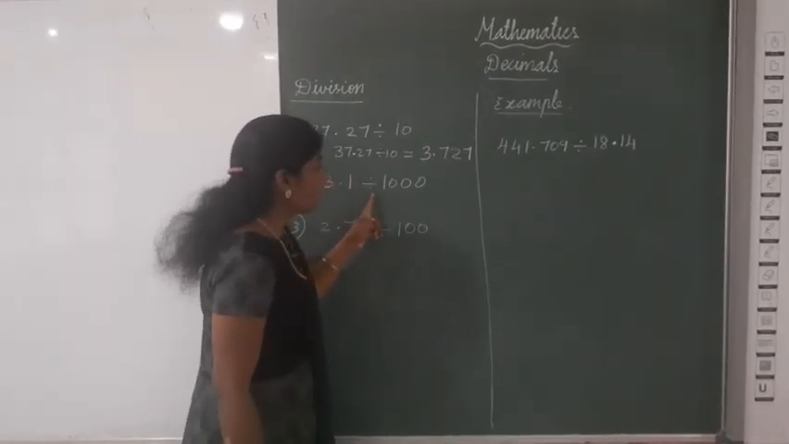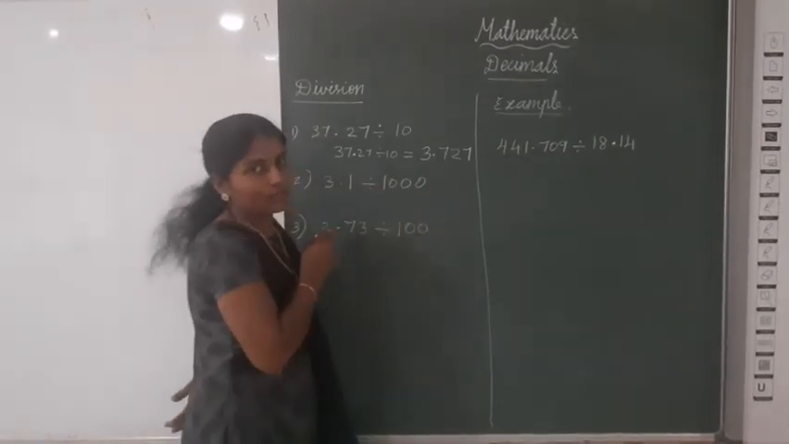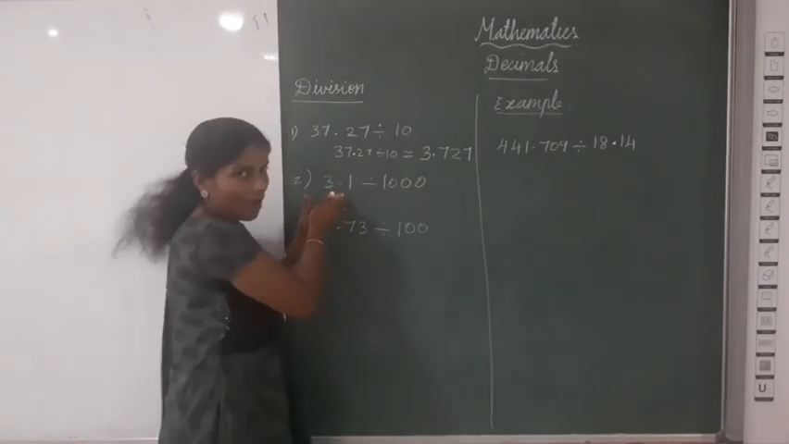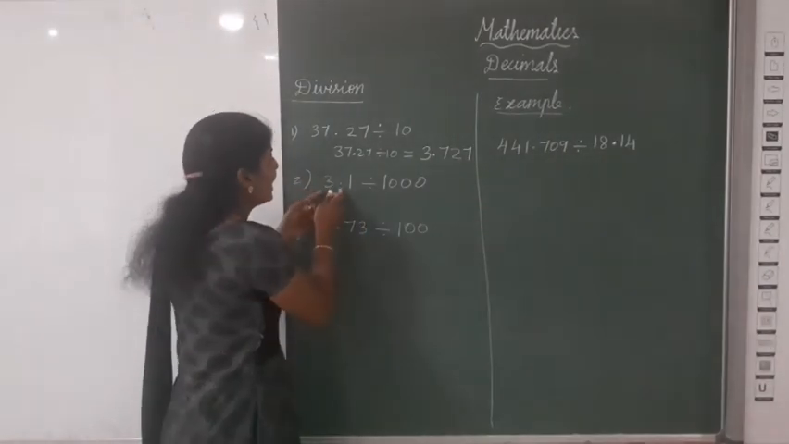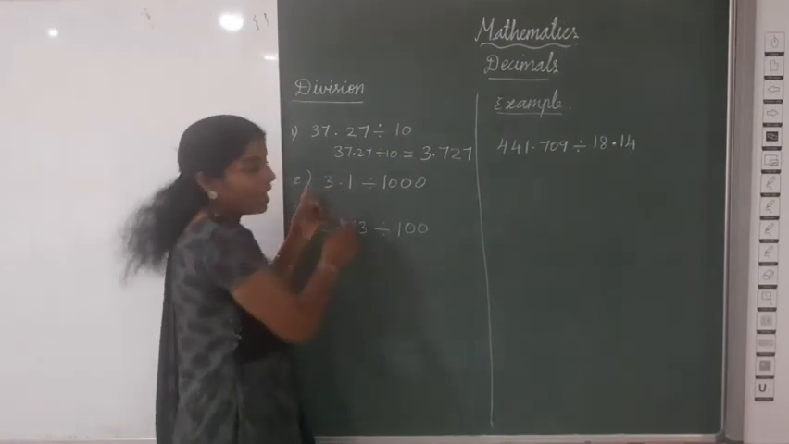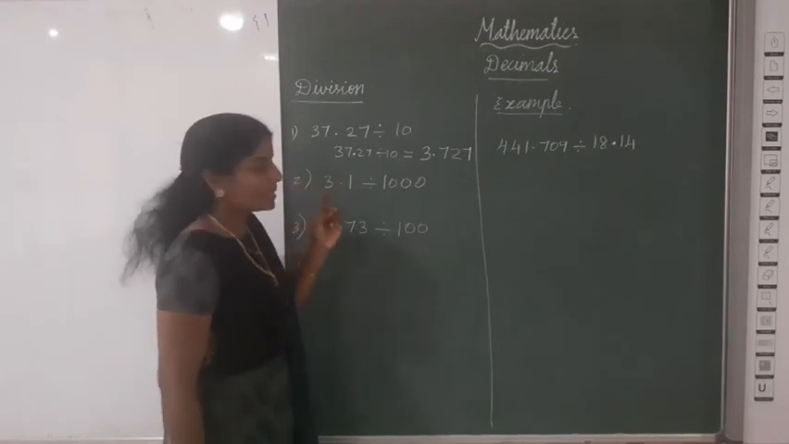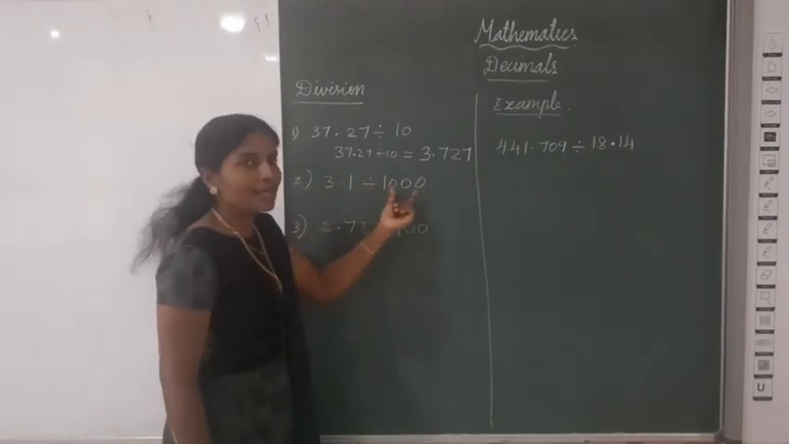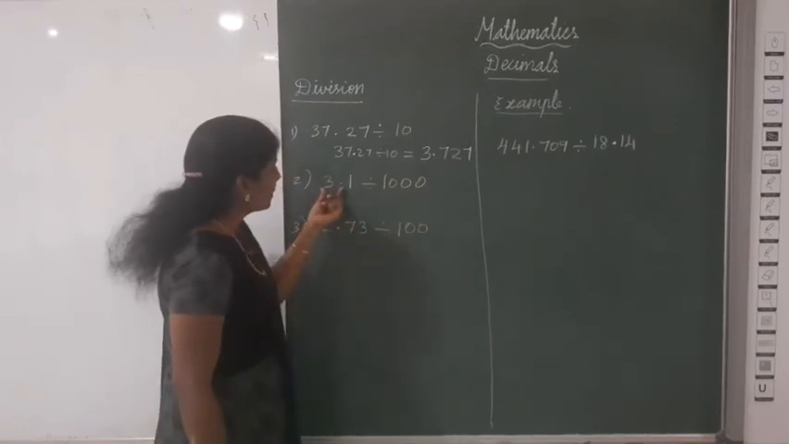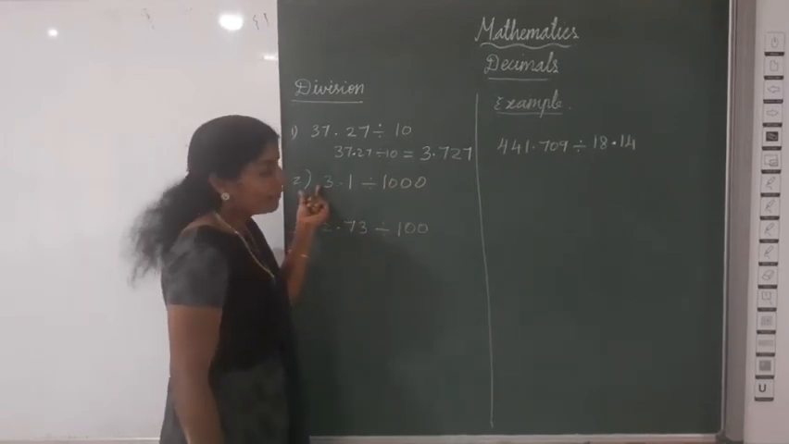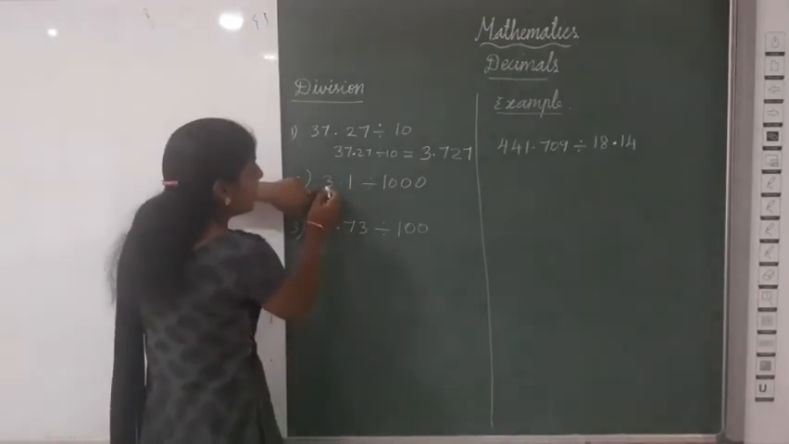Now, second question. 3.1 divided by 1000. Now, after 1 we have 3 zeros. So, move the decimal point 3 places to left. Here to the left of this decimal point we have only 1 digit. In total we need 3 digits, because after 1 we have 3 zeros. So before the decimal point we need how many digits? Yes, 3 digits. Already we have 1.